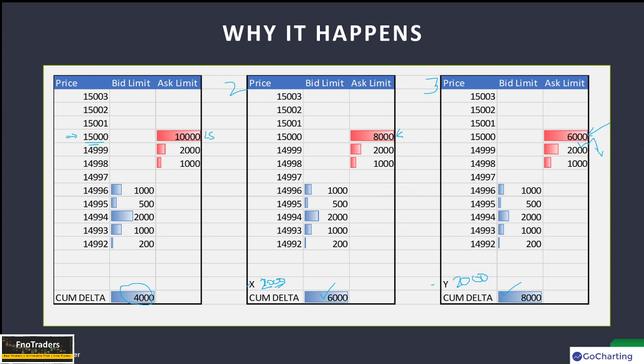So eventually the market will pause and then tend to turn back. This is a very simplistic illustration, but this is why absorption happens and how it happens over a period of time. What is happening is delta is up, delta goes further up, delta goes further up, but price is static at this level. Price is not moving up while cumulative delta keeps on increasing for a period of time.